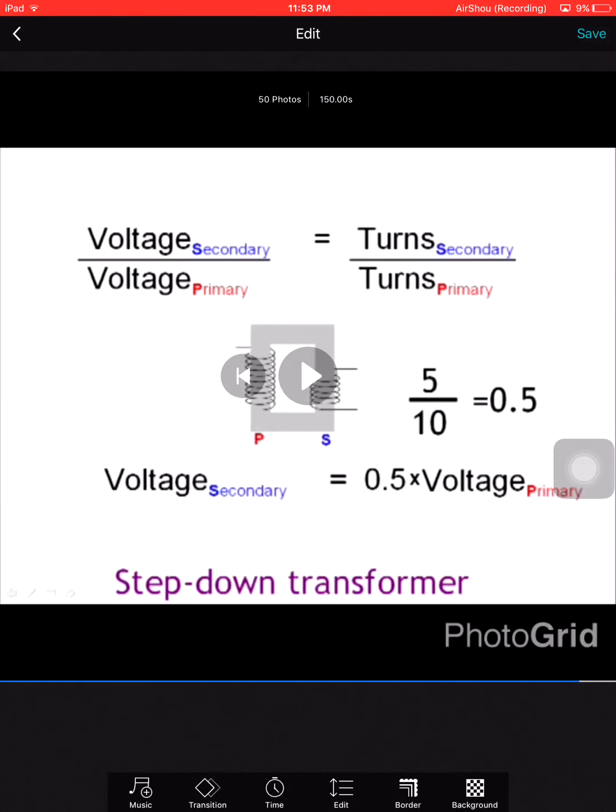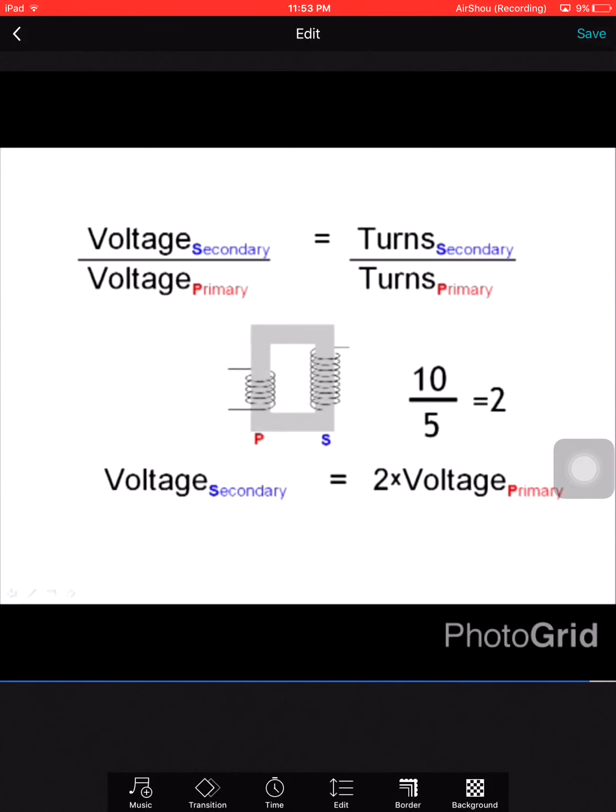And the voltage in the secondary circuit is lesser than the primary, then it is known as a step down transformer, and the current is known as step up current. But when the voltage in the secondary circuit is greater than the voltage in the primary circuit, then it is known as a step up transformer.